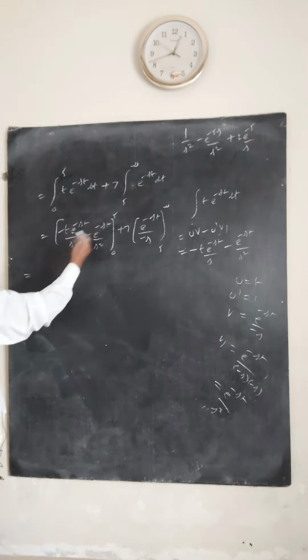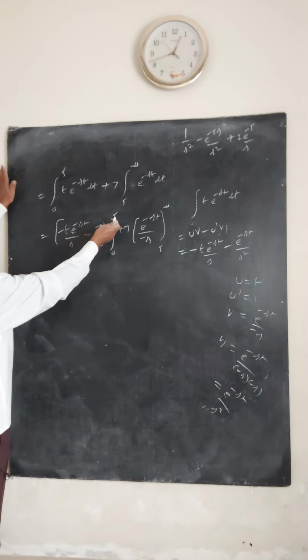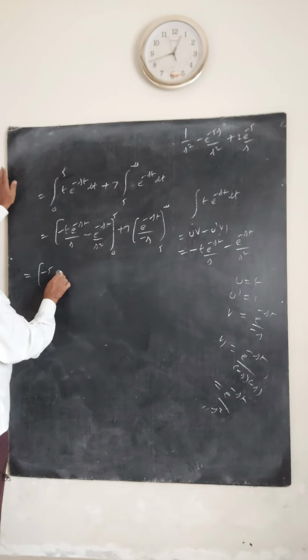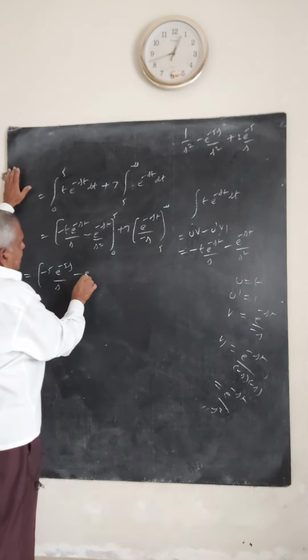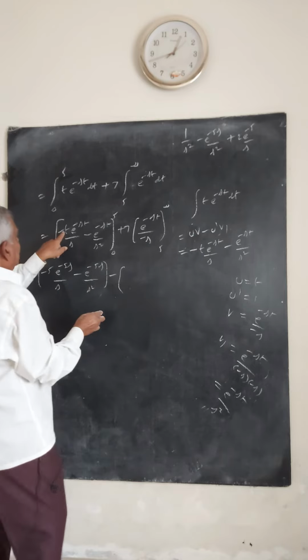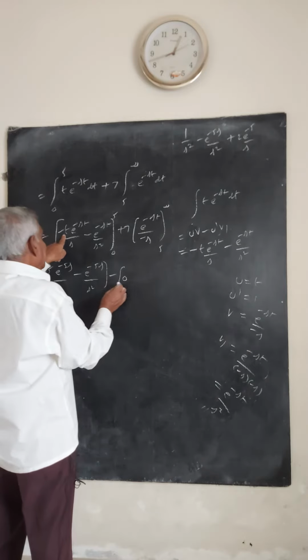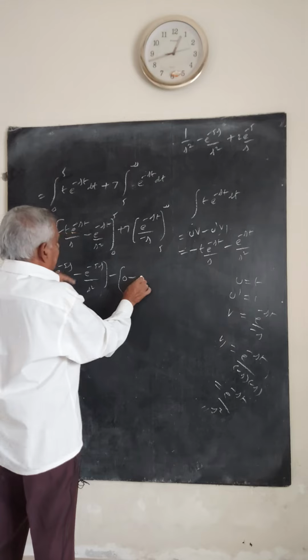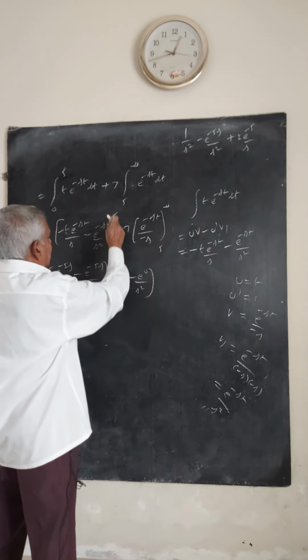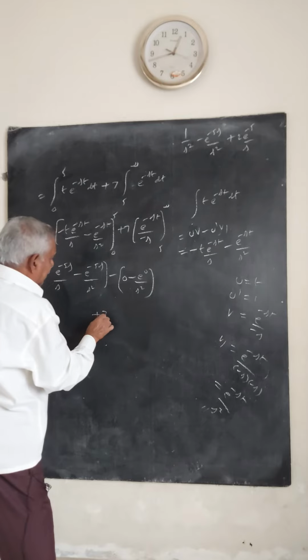Using the upper and lower limits for both integrals, the upper limit is 5: minus 5 e power minus 5s by s, minus e power minus 5s by s square, upper limit minus lower limit. At the lower limit 0, t is 0 and e power 0 is 1, so we get e power 0 by s square.